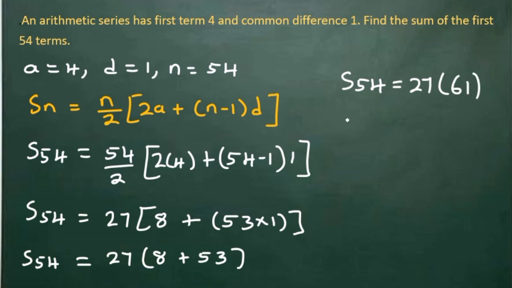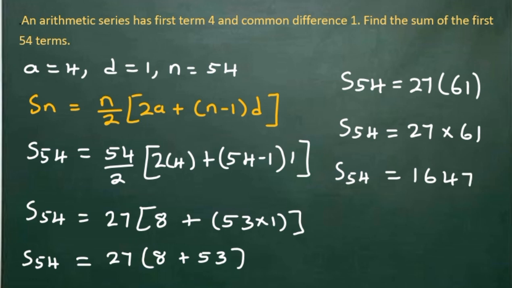So we can say that the sum of the first 54 terms of this given arithmetic progression is going to be 27 times 61. If you do this in your calculator, you are going to have 1647.